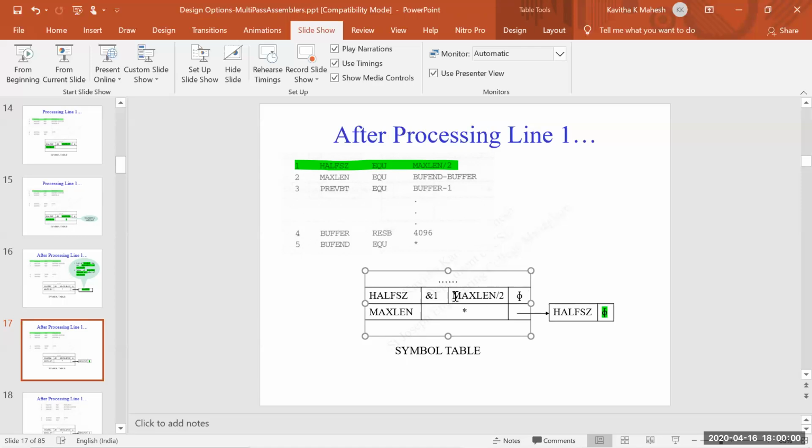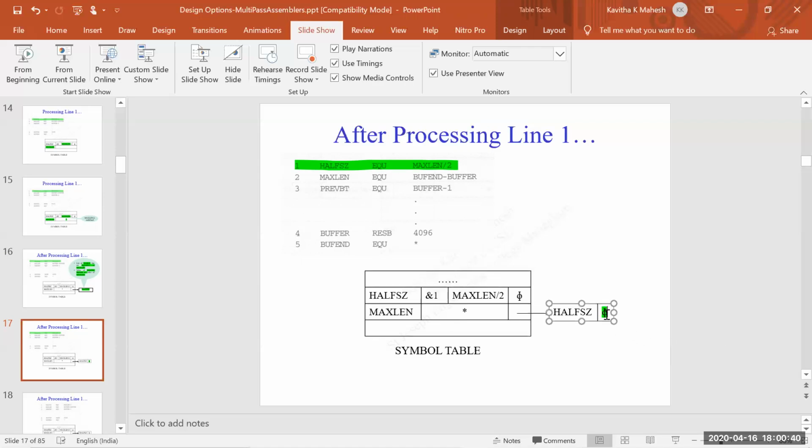After this, we also have to enter maxlen into the symbol table, because this is a symbol that defines the symbol offset is dependent on maxlen. So you also have to enter maxlen into the symbol table and flag it with the star, indicating that the value is unknown. Also, the list of all symbols that are dependent on maxlen has to be added to the list that is associated with maxlen. So as of now, we have only offset that is dependent on maxlen. So offset is added to the list of symbols that are dependent on maxlen.